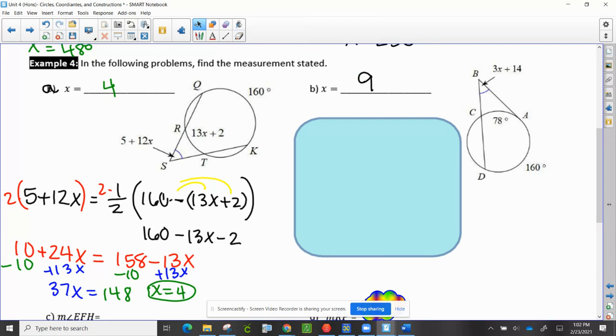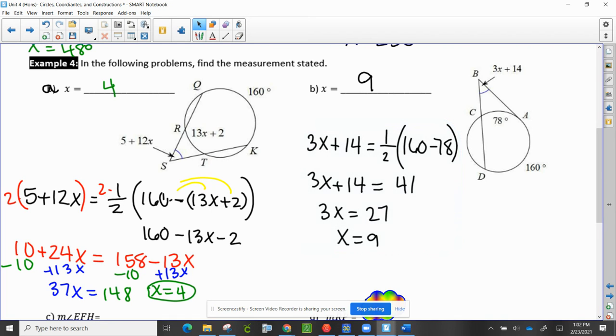Okay, I got x was 9. And here's my work in case you need to check it, in case you didn't get that answer. So 1/2 times 60 minus 78. I just did that all in my calculator and got 41. Subtract 14 on both sides, divide by 3.